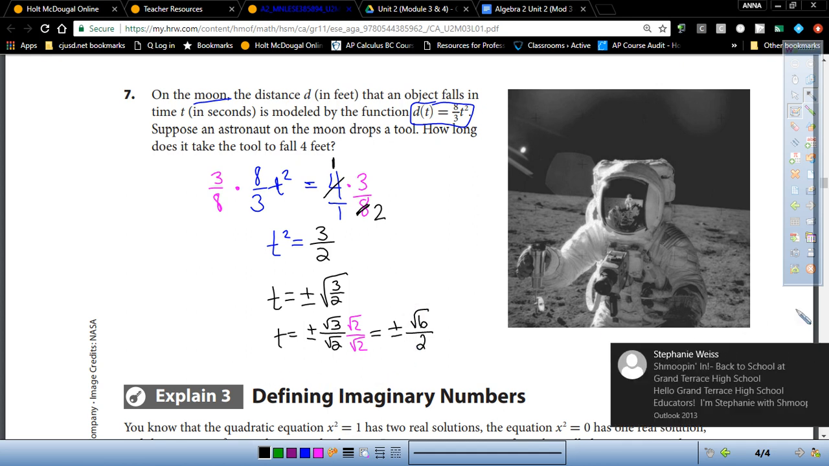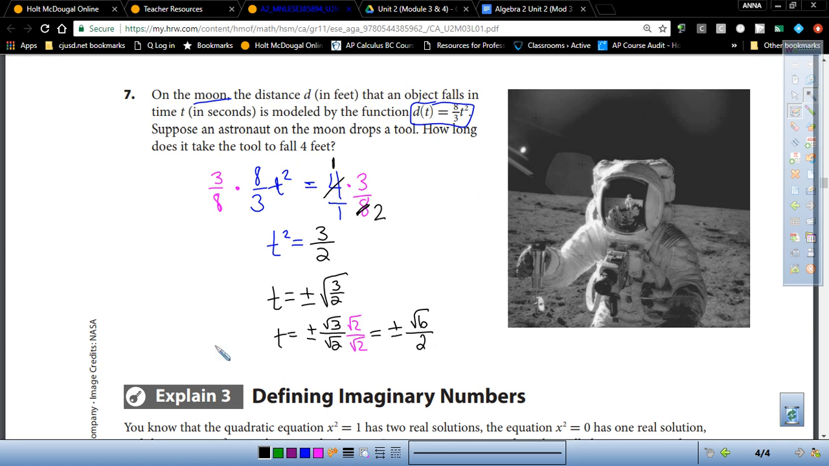So I'm going to say that it takes, and I'm going to only consider the positive answer, root 6 over 2 seconds, for the tool to drop 4 feet. Alright, so keep in mind, when you put it back into context, you're going back to the real world situation and putting in your units and talking about what the objects are.